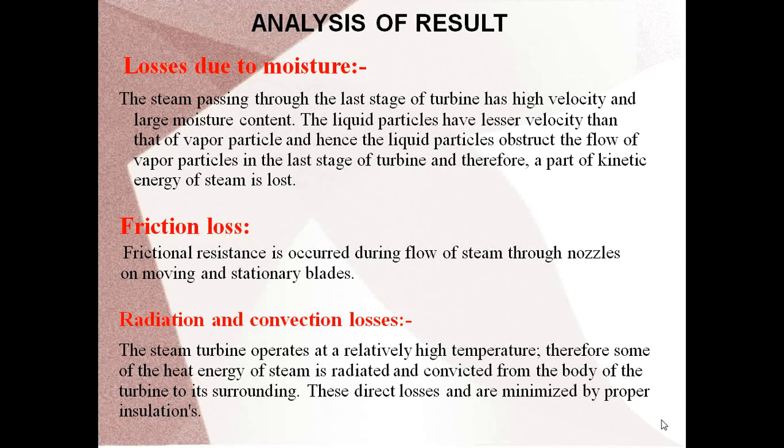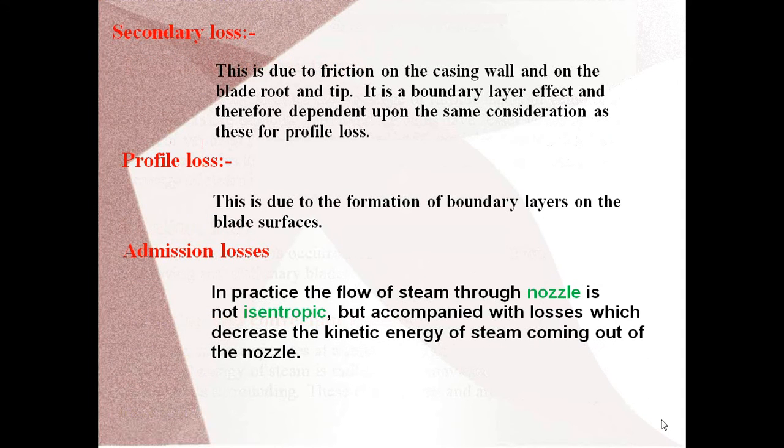Next, radiation and convection loss. What is radiation and convection loss? The steam turbine operates at relatively high temperature. Therefore, some of the heat energy of the steam is radiated and convected from the body of the turbine to its surroundings. These direct losses are minimized by proper insulation.